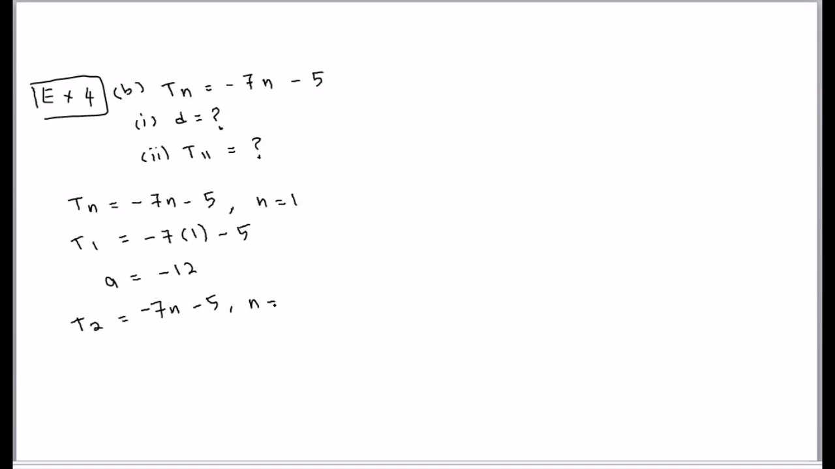T2 is when n equals 2, substitute: negative 7 multiplied by 2 minus 5. Negative 7 multiplied by 2 is negative 14. Negative 14 minus 5, we get negative 19. So now we have T1 equal negative 12 and T2 equal negative 19.